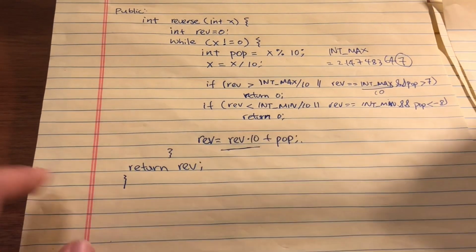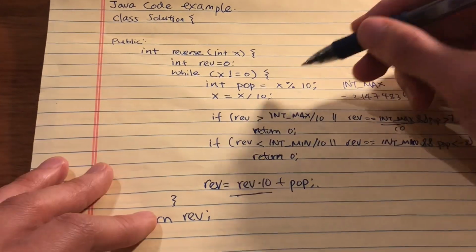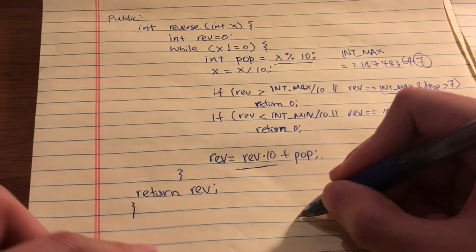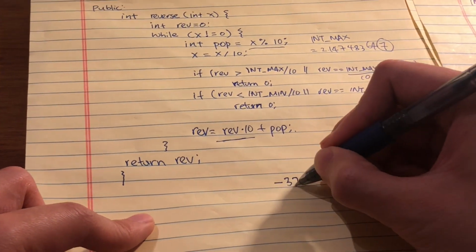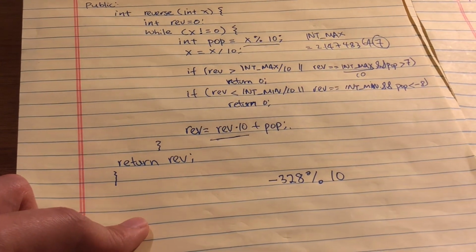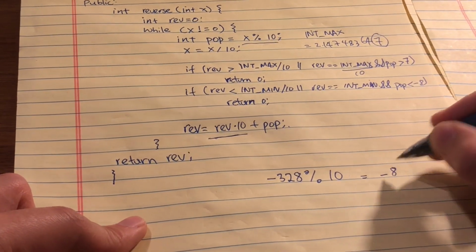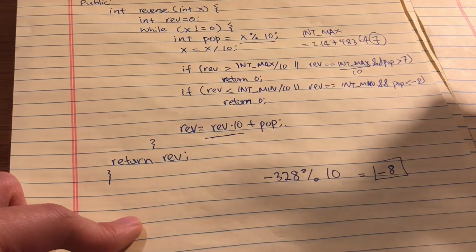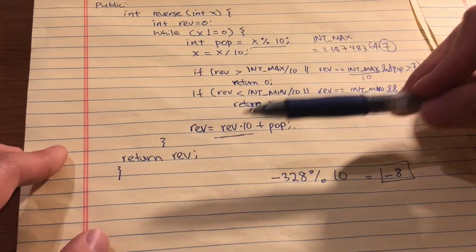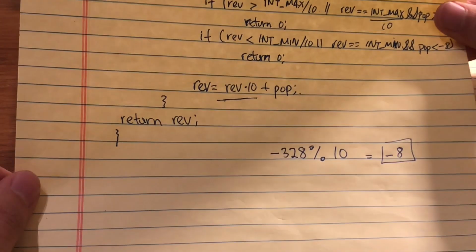How does it work for negative numbers, you ask? Well, it turns out that the remainder function in Java or C++ also works for negative numbers. For example, if your input was negative 328 and you apply the remainder function of 10, the result would give you -8. So the code does not need to be changed, and you can directly run this code for positive or negative numbers, and the result should be correct. Try it for yourself. The end.